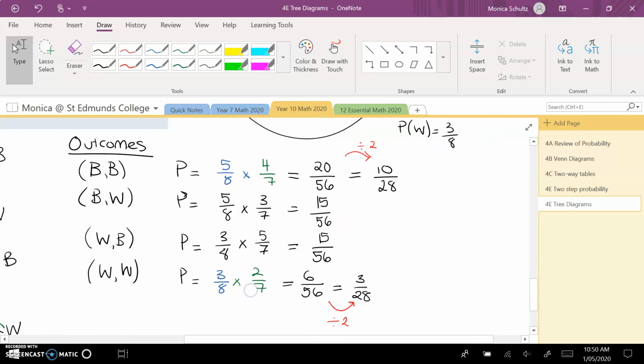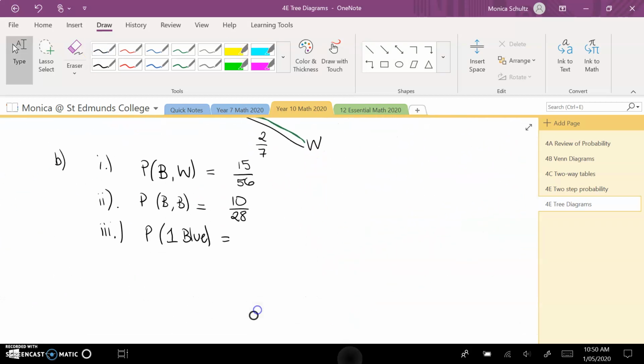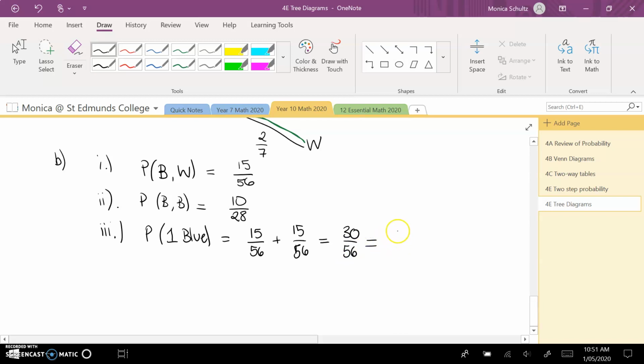So that means I can use these two probabilities, 15 on 56 and 15 on 56. So because there's 2 of them, we add these together. So we've got 15 on 56 plus 15 on 56 is going to give us 30 on 56. Now that we've got 30 on 56, we can make this smaller. So I can divide this one by 2 to give me 15 on 28. So that's been divided by 2, top and bottom.